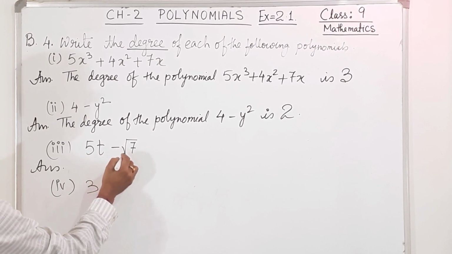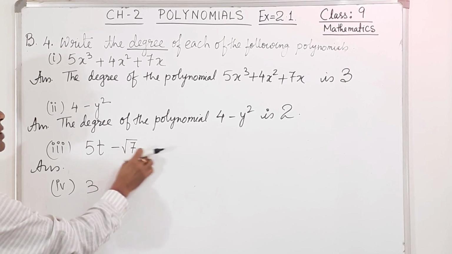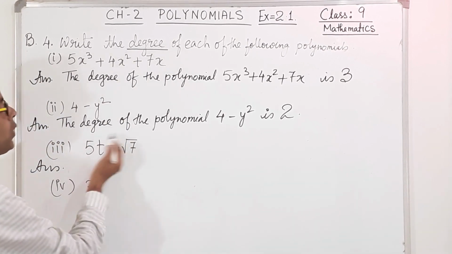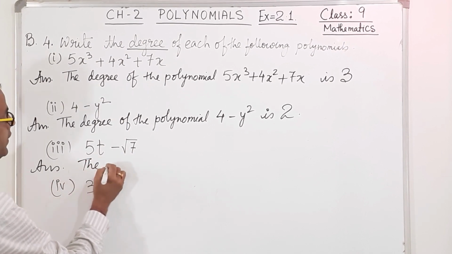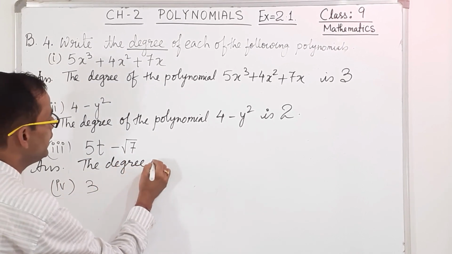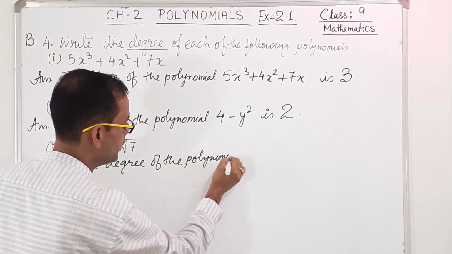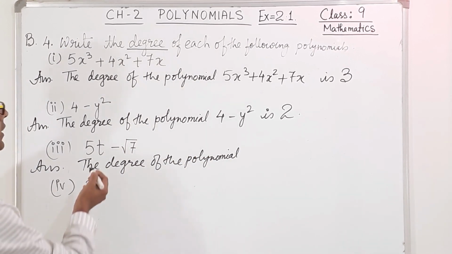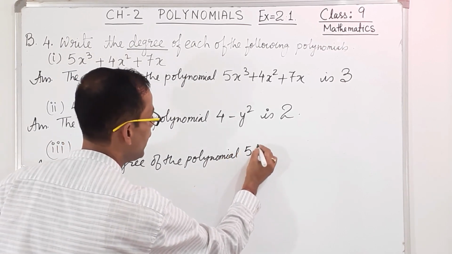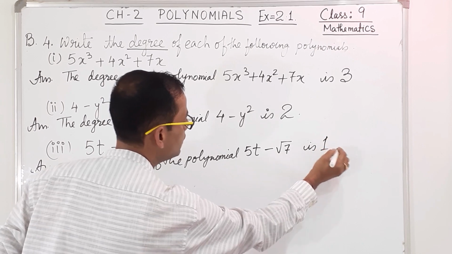Then next one, 5t minus root 7. Now t has what power? 1, and here also t is there, but t to the power 0. So 1 and 0, which is the highest one? 1. So what we will write? The degree of the polynomial, it is a polynomial, and that's why it is having a degree. If it is not a polynomial, it will not have any degree also. The degree of the polynomial 5t minus root 7 is 1.